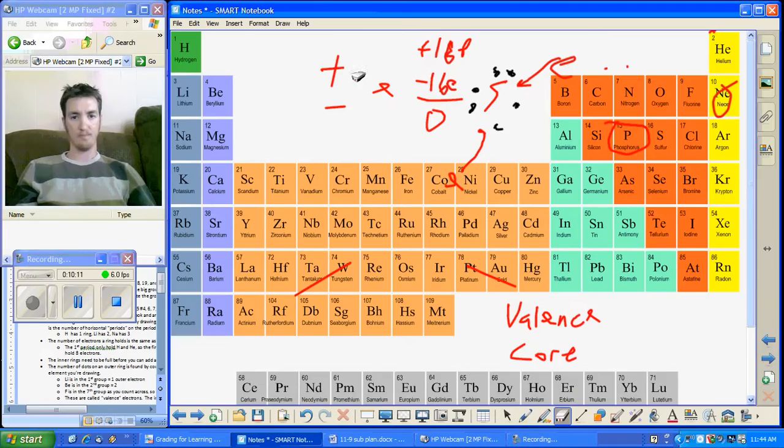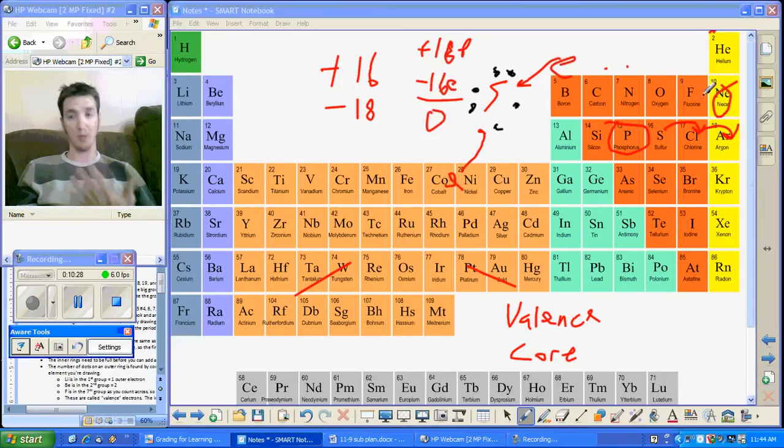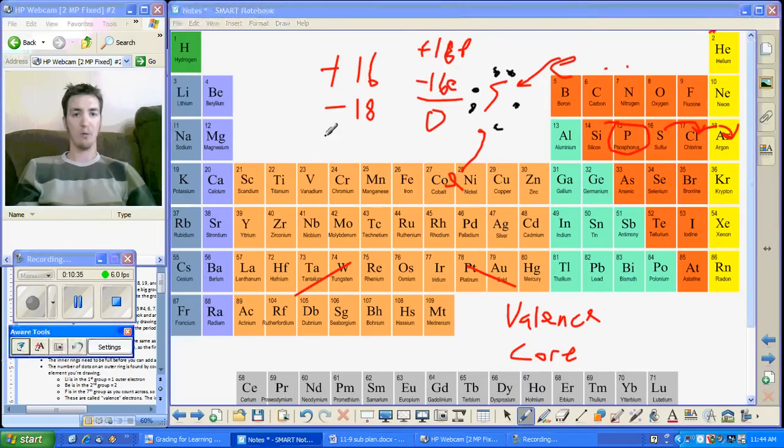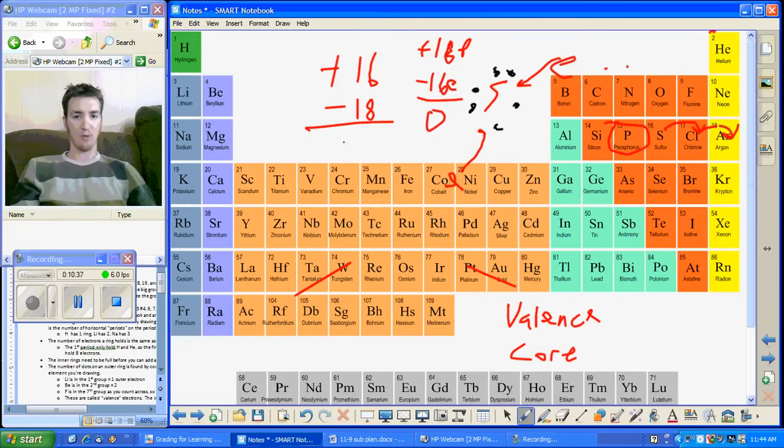But if it has a positive 16 and then a negative 18, because the original 16 plus one electron makes it look like chlorine, another makes it look like the noble gas, argon. That's really what they want to look like, a noble gas, because that makes the atom more stable. If you total that up, that's a negative 2 charge.